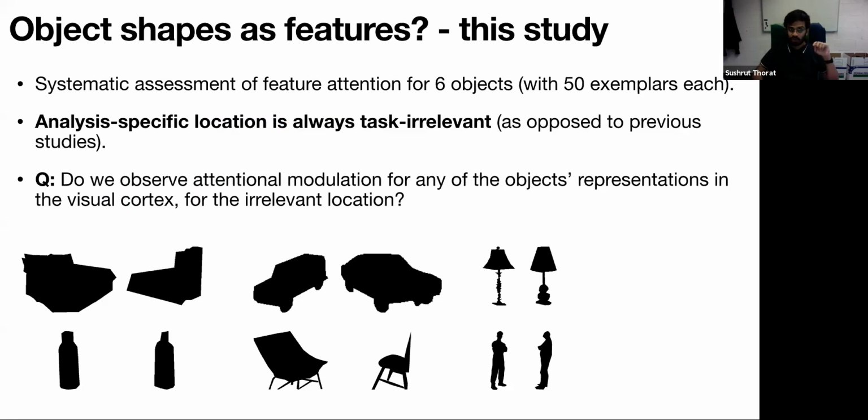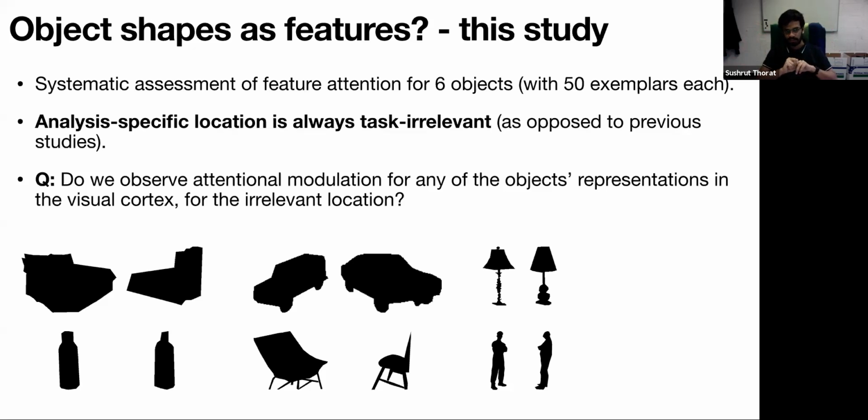So we want to know if object shapes can be features. So in the sense that, can you find the spatially global attention signal for shapes? So we have 6 objects in our case with 50 exemplars each. So you cannot just look for a particular shape. It's actually the categorical shape, so to say, for beds, cars, lamps, etc.